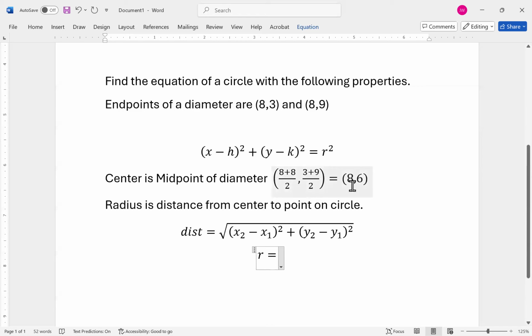the same. Going from (8, 6) to (8, 9), again, that's obviously a distance of 3 because the x values are the same. We just need to measure the distance from 6 to 9 or the distance from 6 to 3. Since I always use a positive value for my radius, it is 3. So now I know the center. Now I know the radius. I didn't really need this distance formula, but it is there if we need it.